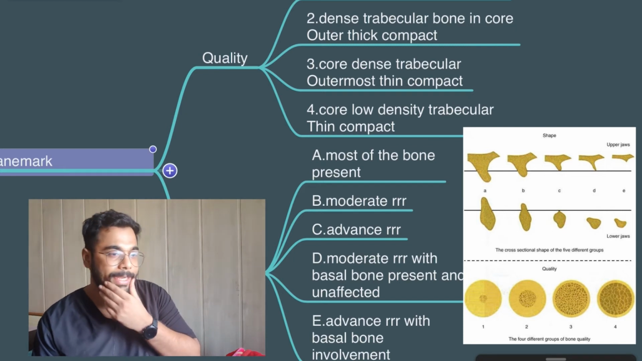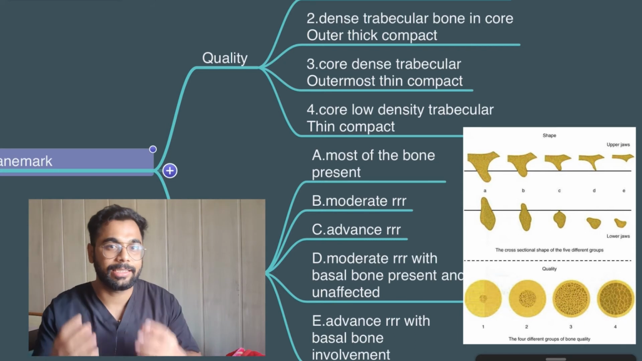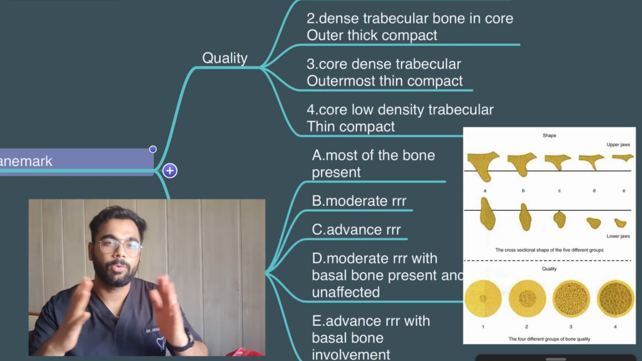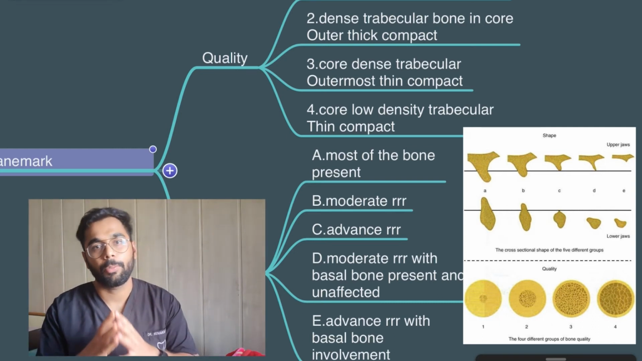What do you mean by quality? In short, it is density of the bone. What is it? It is the density of the bone. See, when I say compact bone, a homogeneous, thick, very good, healthy bone is considered compact bone.